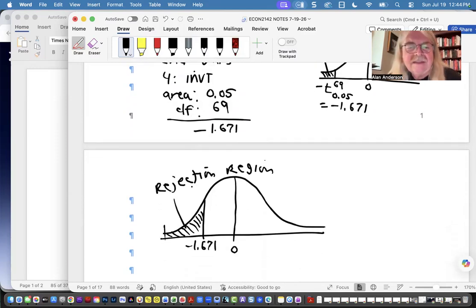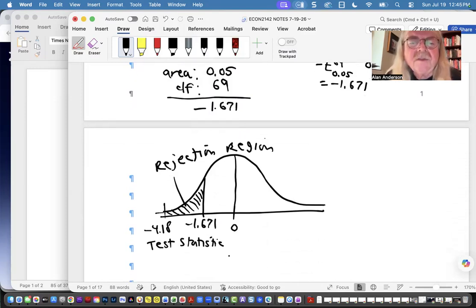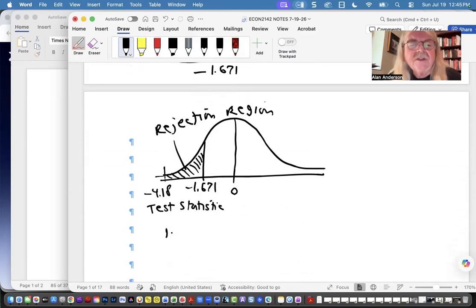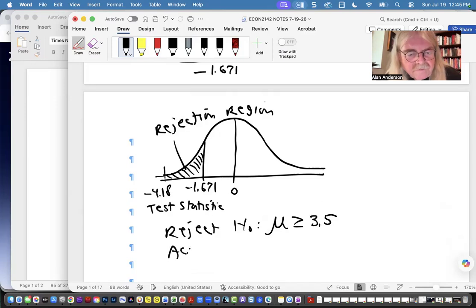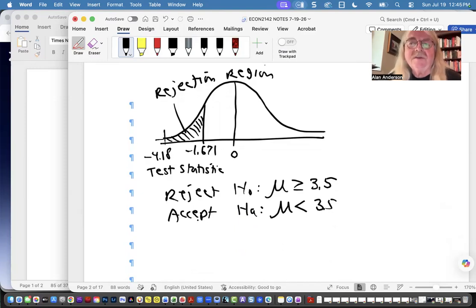That's not even close. That's pretty far off. So that, of course, means reject the null and accept the alternative that, sadly enough, the mean is less than 3.5. And you know what that means? They will be fined.